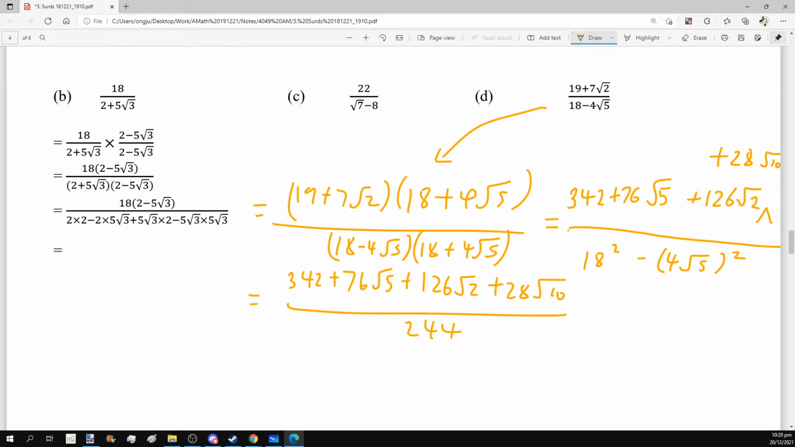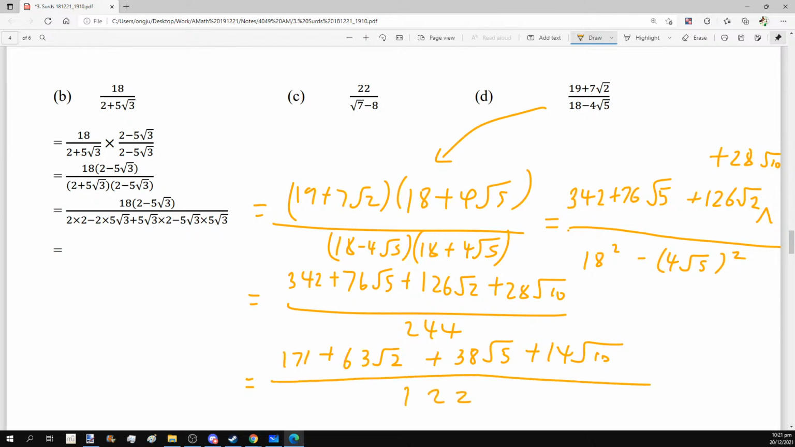Of course, once you are over here, you should notice that both the numerator and the denominator are comprised of even numbers. So we can actually divide everything by 2 to be a perfectionist. And then this is what we will get.